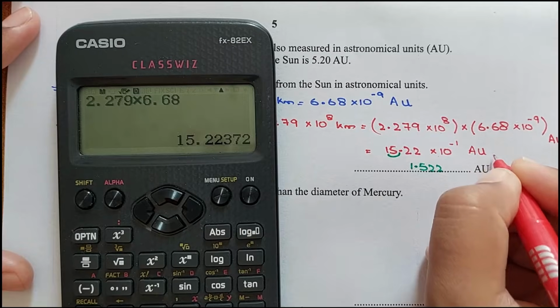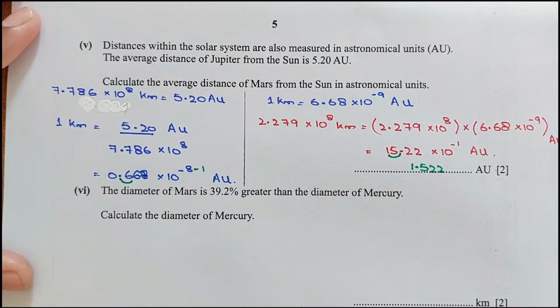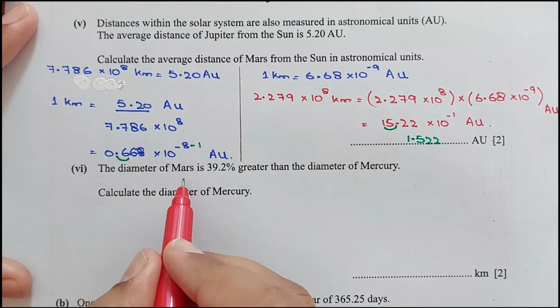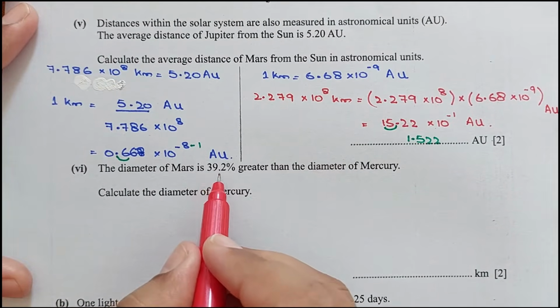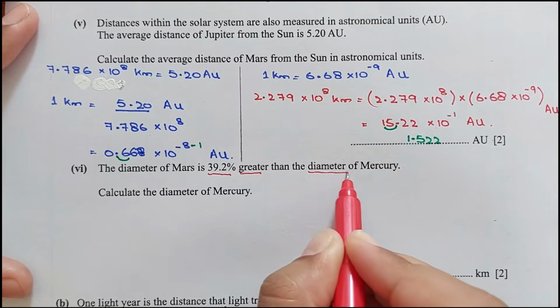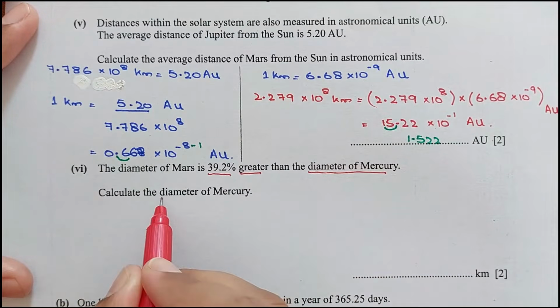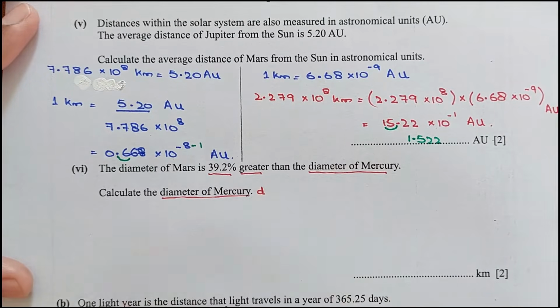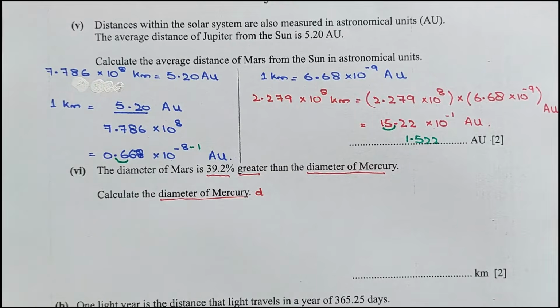This is the average distance of Mars from the Sun. Now for part 6, the diameter of Mars is 39.2% greater than the diameter of Mercury. Calculate the diameter of Mercury. Let's say the diameter of Mercury is D, right? So the diameter of Mars.